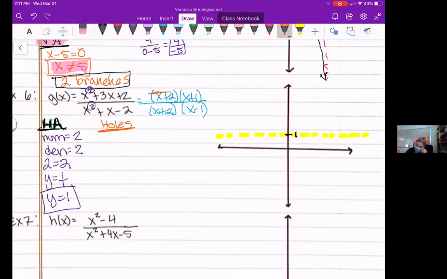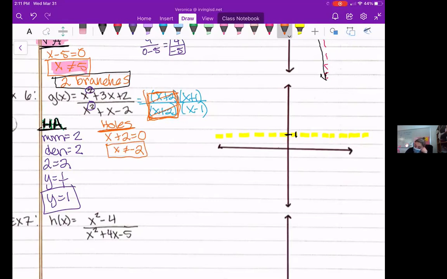So does everyone see how these are matching? X plus 2 divided by x plus 2. These cancel each other out, right? So your hole is going to be wherever you had a cancel, set it equal to 0. So x cannot equal -2. Good job, Edie. X cannot equal -2. So you have a hole at x equals -2.